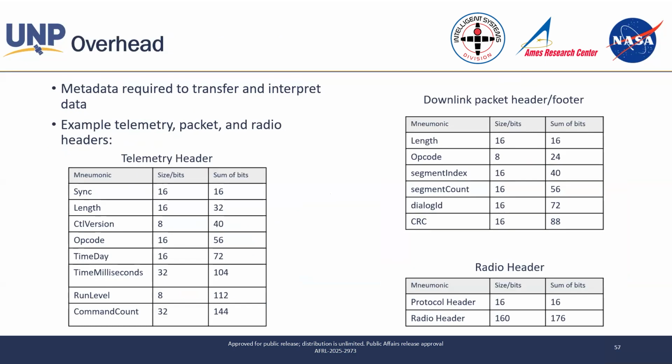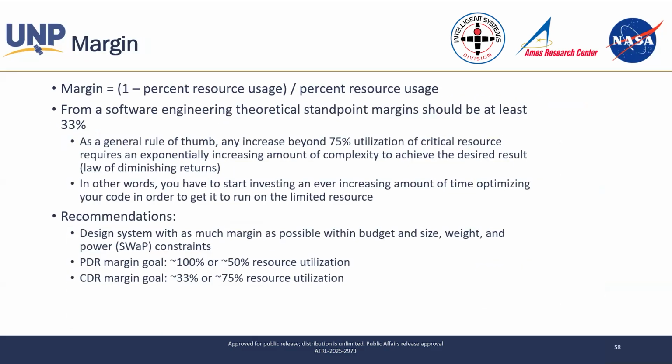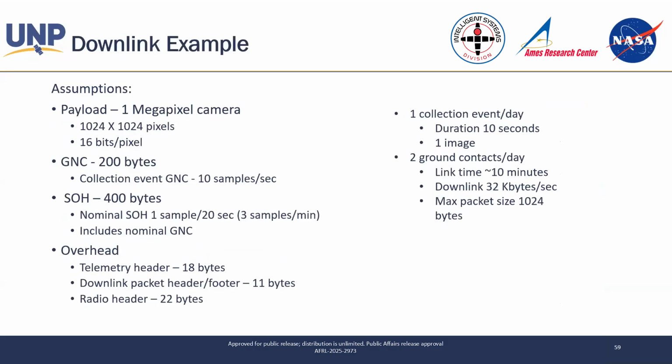Here's an example of overhead. I think people going through the data budget often forget that there's overhead to every packet that's sent. This is just an example of what that can look like, where you sum up all the bits in your overhead and make sure you add this to each packet that's sent over time. Margin is important. We talked about the motivation behind margin. I'm not going to go into this in detail, but this is how you calculate it. And there are different points where you want to think about how much you have.